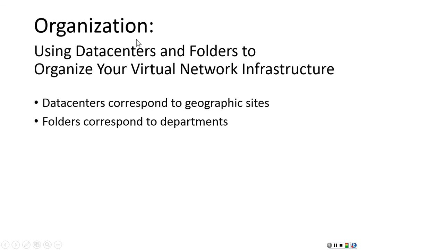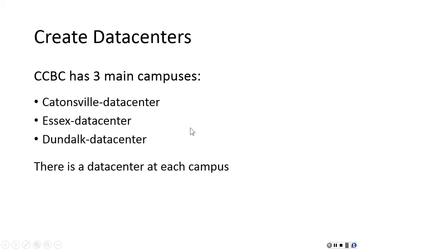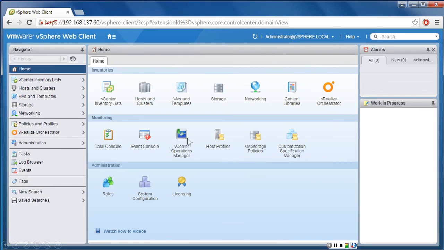Now let's talk about organization, using data centers and folders to organize your virtual network infrastructure. Data centers correspond to geographic sites, and folders tend to correspond to departments. So here at the Community College of Baltimore County, we have three main geographic sites: Catonsville, Dundalk, and Essex, and there is a data center at each campus. So let's create a data center for each campus.